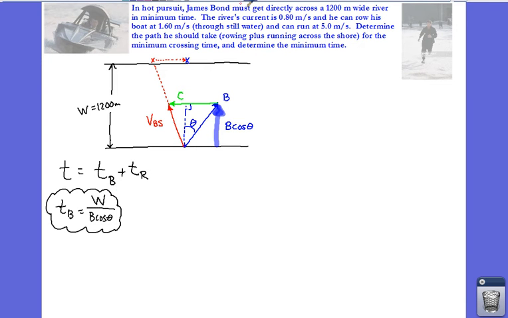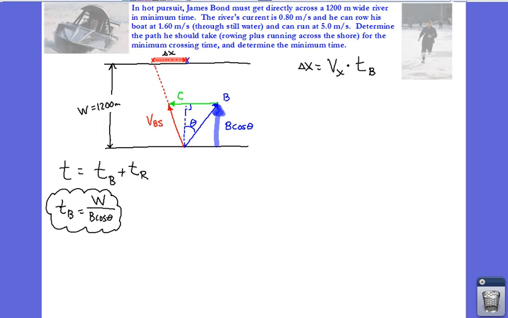We're going to have to figure out how far downstream he's gone, and that distance is right here. So he's gone downstream a certain distance, and we're going to have to run back here. So let's see if we can first figure out, let's call this delta x, how far downstream he's gone. So let's go over here. Delta x would be the velocity that he has in the x direction times the time interval that he's traveling across that river. Now that time interval is t sub b. So we've already calculated that. Let's see if we can figure out what v sub x is.